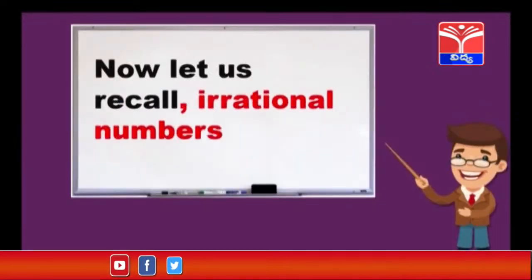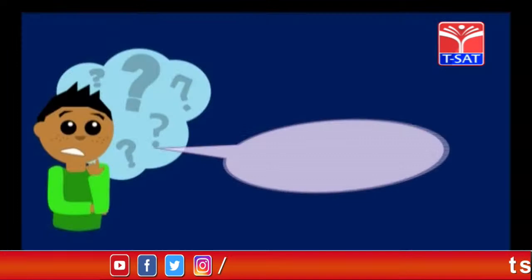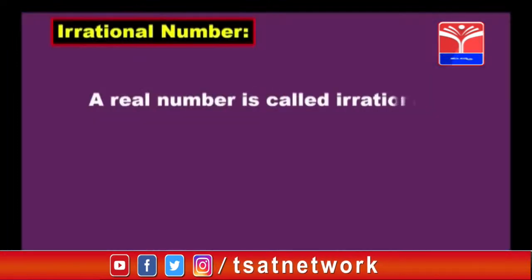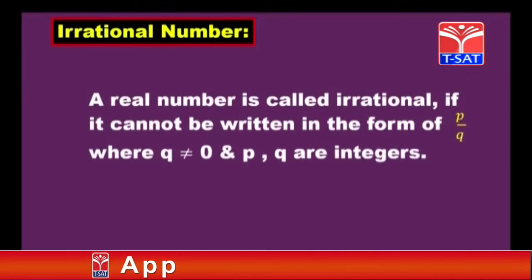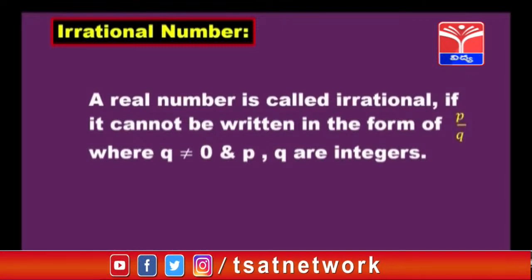Now let us recall irrational numbers. What is an irrational number? A real number is called irrational if it cannot be written in the form of p by q, where q is not 0 and p, q are integers.